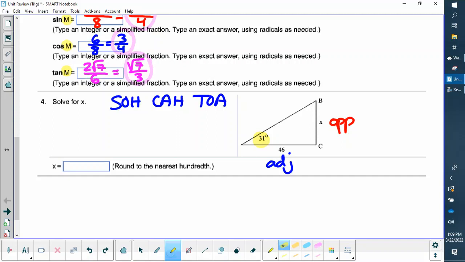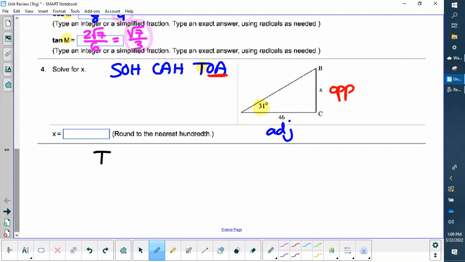And I look up here, and the only one that has an O and an A in it is TOA. And the T stands for tangent. So maybe I'll do my work down here at the bottom. So the tangent of 31 degrees equals, and this is important, you have to have the right thing in the right spot, okay? It's either 46 over x or x over 46. And when I see O and A, it tells me it's opposite over adjacent.